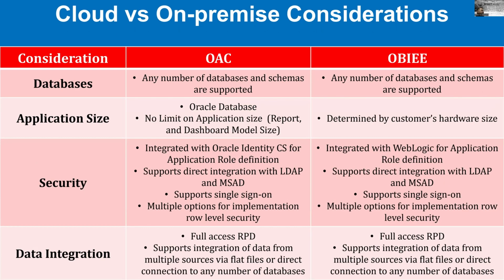With the databases, OAC will support any number of databases and schemas, and the same thing with OBIEE on-premise. With application size in OAC, Oracle database, there's no limit on the application size. With the OBIEE on-premise, again, that's going to be determined by the customer's hardware. So big difference there. You're going to be limited by whatever physical boxes you have on the client side, versus with the OAC, that consideration or limitation goes out the window.